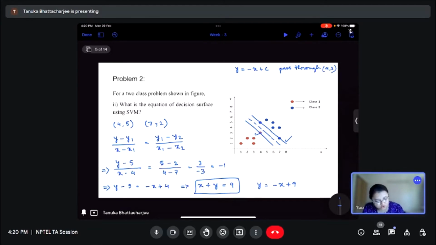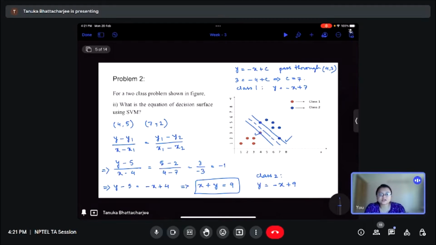If we simply put these values, that gives us c is 7, and we already have the slope as minus 1. So our final equation for the class 1 boundary is y equals minus x plus 7, and the same for class 2 is y equals minus x plus 9.